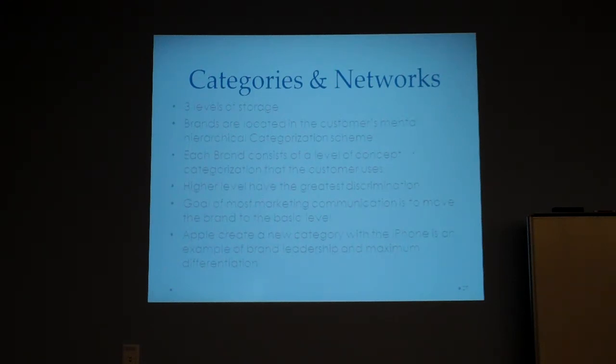the customer. So we talked about the 3 levels of storage. The brands are located in the customer's mental hierarchy of categorization scheme, which means each customer can have a different picture or configuration. And each brand consists of a level of concept of categorization, but it's also based on the education, the socioeconomic means of the people, the way they think, okay? And that's why some target audiences think different from others, okay? So you have to take that into consideration.